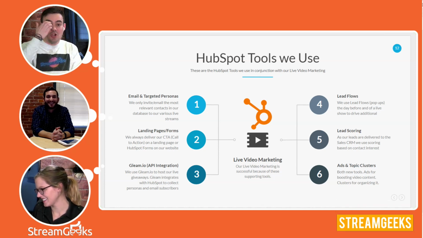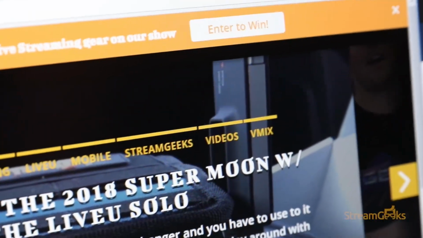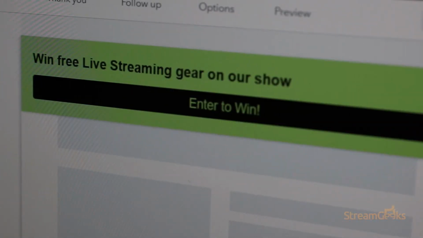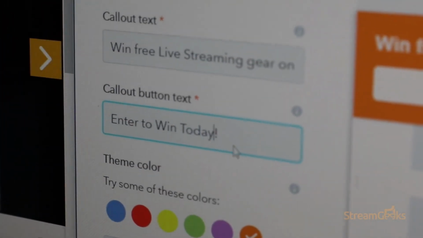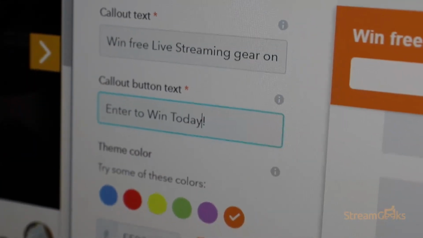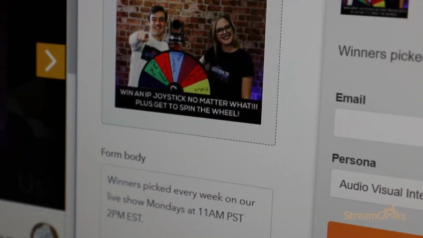Lead flows we showed very briefly. If we can roll the B-roll one more time. Lead flows is something that I was a little torn about. See it right there? That's the enter to win at the top of our page. It's a pop-up ad essentially. And a lot of our engineers were like, no, don't do pop-up ads. So what we ended up doing was just having the pop-up ad the day of the giveaway.